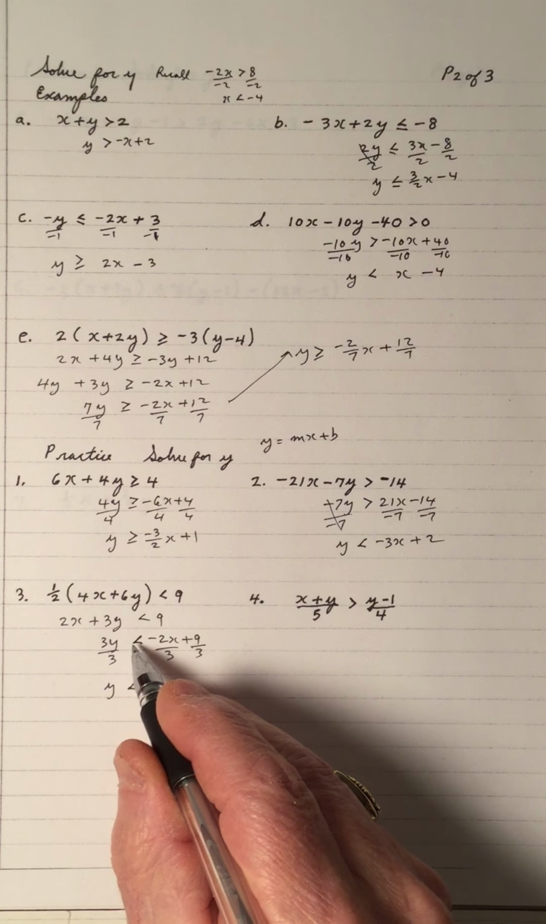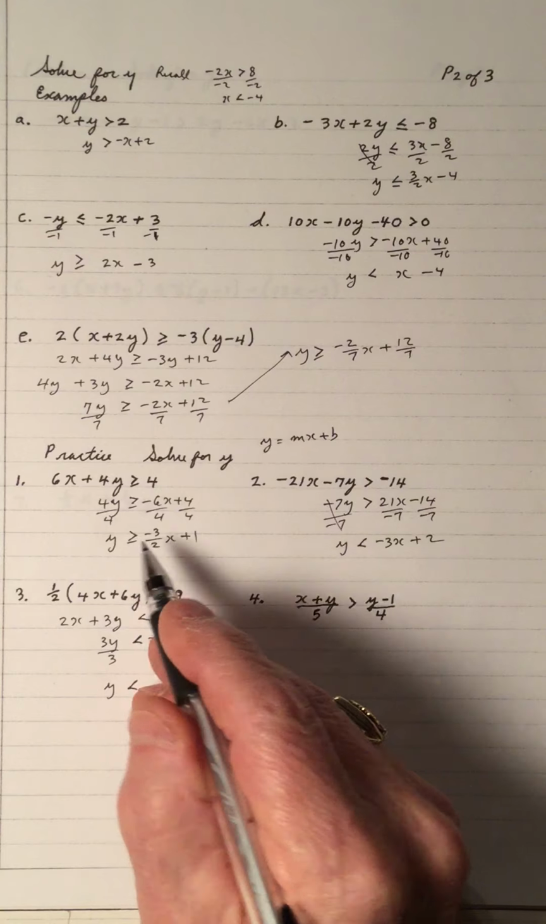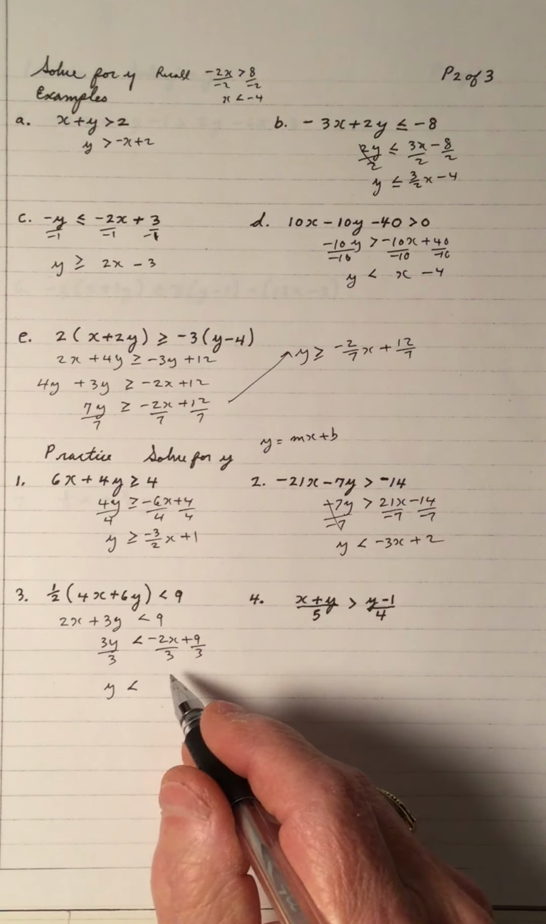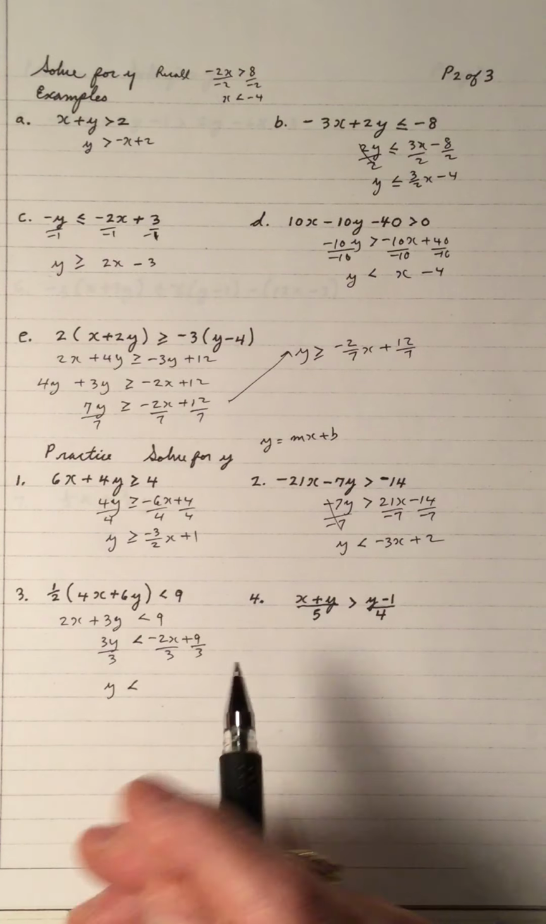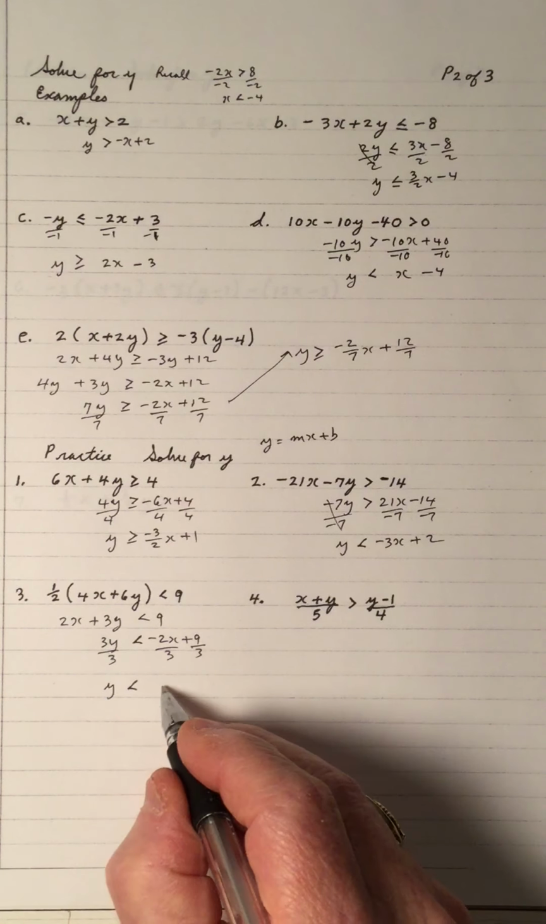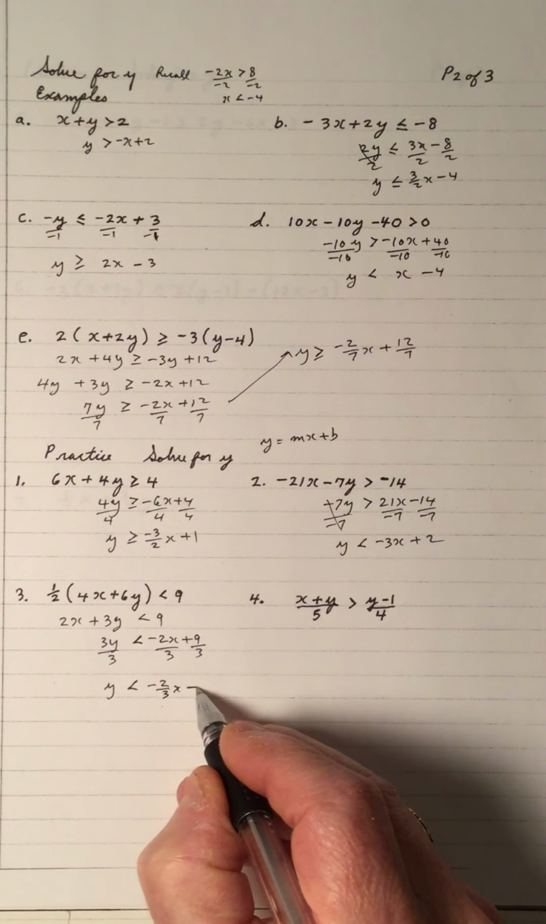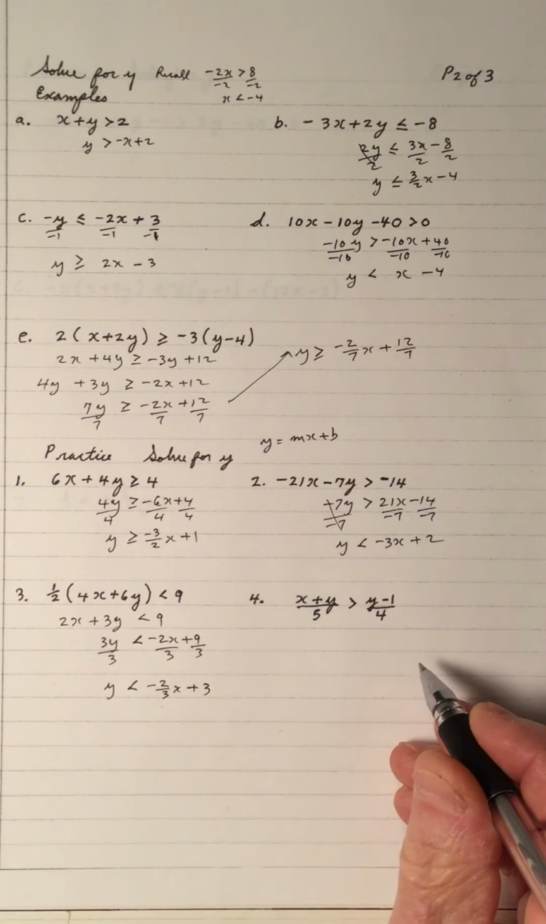How do I know it's less than? Because it's pointing to the left. How do I know that's greater than? Because it's pointing to the right. On a number line, all numbers to the left are less, all numbers to the right are greater. So that becomes 2 over 3x, and 9 divided by 3 is 3.